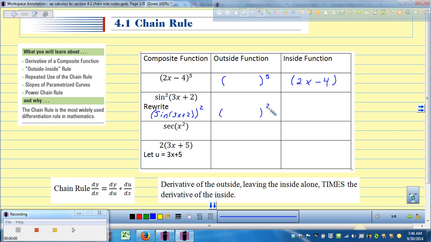And then we want to move to the inside. Now this one gets a little trickier. So I'm going to underline what we have for the inside, which is all of that. But we notice that that is also a composition, isn't it? What's the outside of this composition? Sine x. So our next one, moving inward, would be sine of something. And then finally, the furthest inside would be what? 3x plus 2.